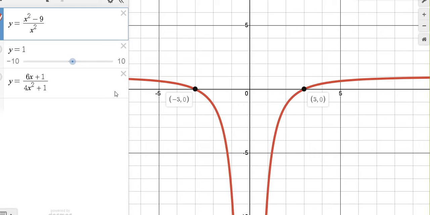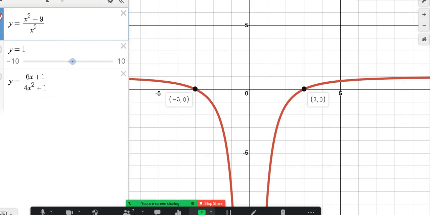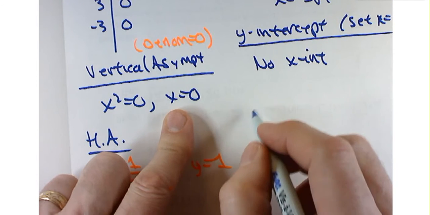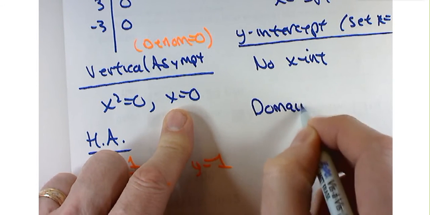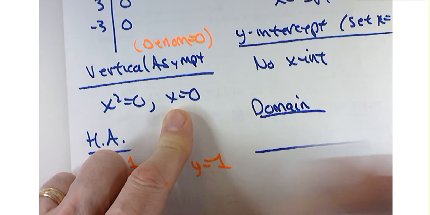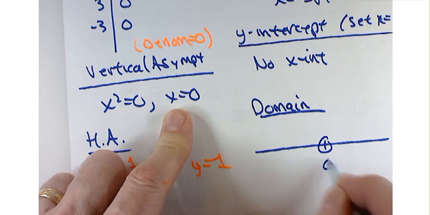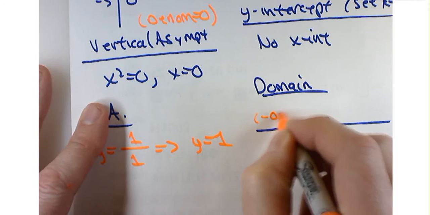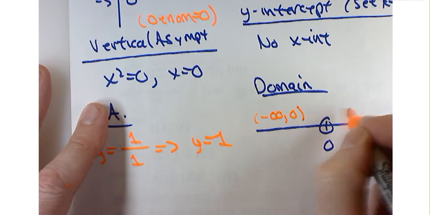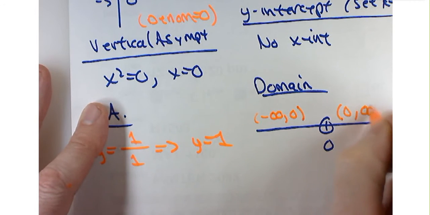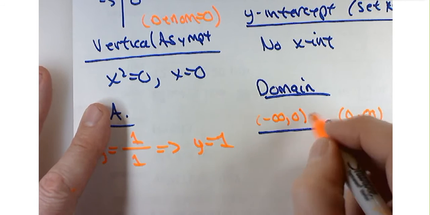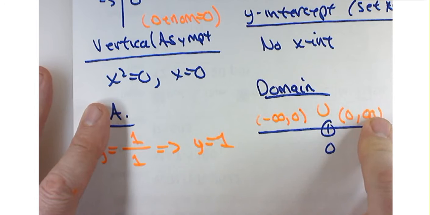The last thing I guess I would ask would be for the domain. Now, as far as the domain is concerned, you can get that by looking at the function itself, because what we want to avoid is where the denominator equals 0. So the domain is everything but that. So if we're going to avoid 0, that means we're going to have everything from negative infinity to 0, parenthesis, 0 to infinity. Always lowest to highest. So that union that, that's your domain.